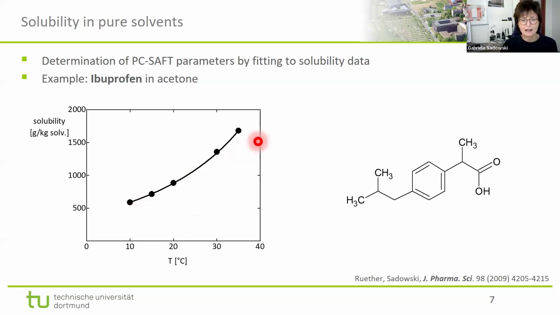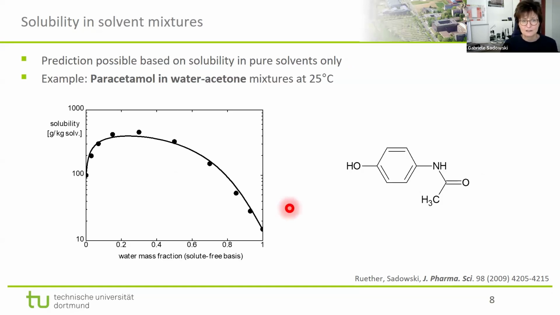So that means we get a nice correlation. This is what you see here. It's not a prediction, it's a correlation. And obviously we have quite a number of parameters. This fits very nice. But the achievement is not to describe these data. The achievement is to get the parameters and then to use these parameters to calculate something else. For example, the solubility in solvent mixtures. And this is what you see here.